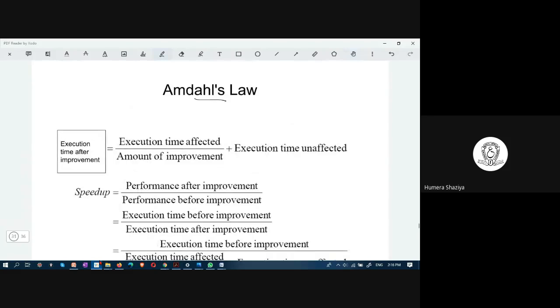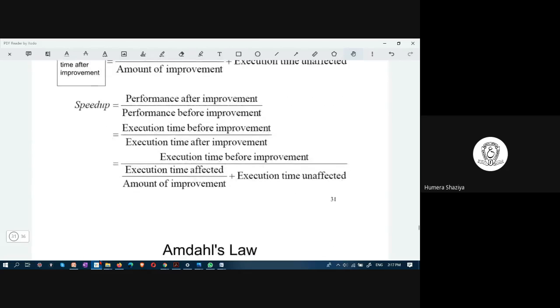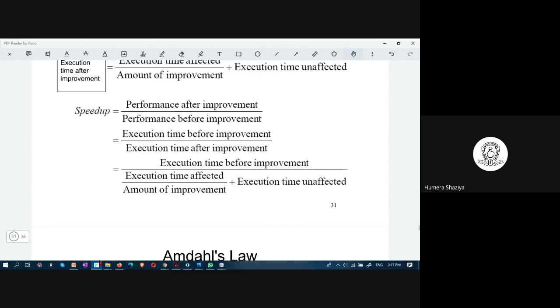And Amdahl's law is one such measure. Execution time after improvement is equal to execution time affected by the amount of improvement, plus execution time unaffected. So how do you achieve the speedup? Performance after improvement. Suppose you are improving the machine or improving the program. You can improve the program as well. Suppose you say int a, b, c, c equals a plus b, print c. Instead of saying this, we can just say int a, b, print a plus b.